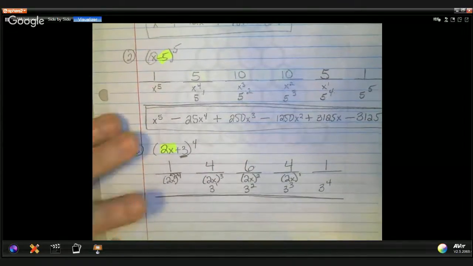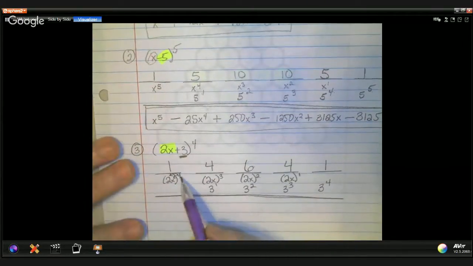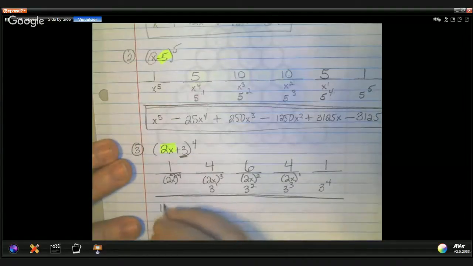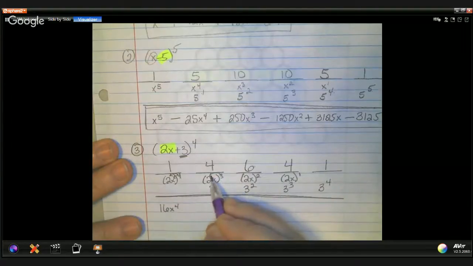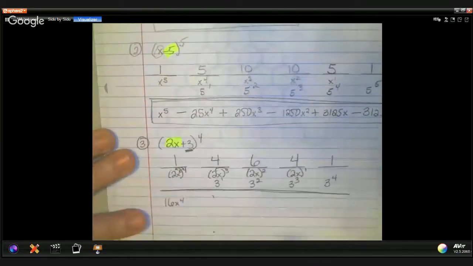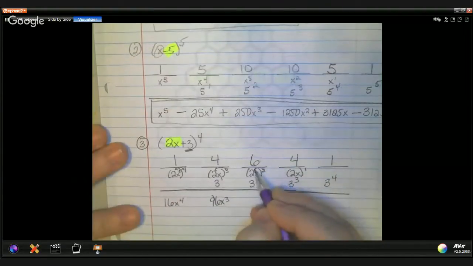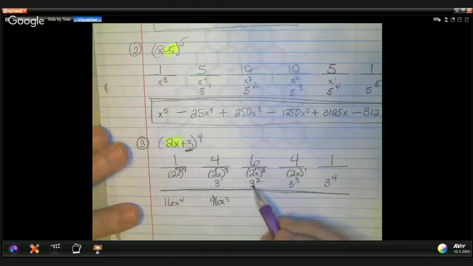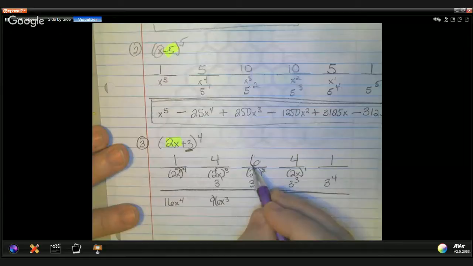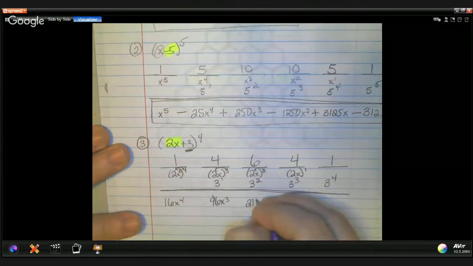And now I'm going to multiply down. 1 times 2 to the 4th is 16x to the 4th. 2 to the 3rd is 8. 8 times 4 is 32. Times 3 is 96. Pencil keeps breaking. So it's 96x to the 3rd. 2 squared is 4. Times 3 is 12. Well, actually, not even times 3, times 9. And then times 6. So it's 216x squared.